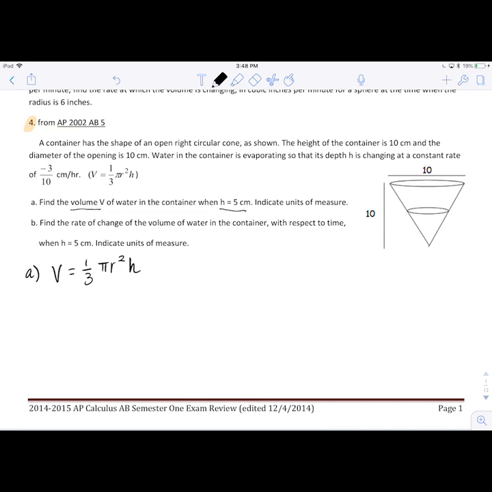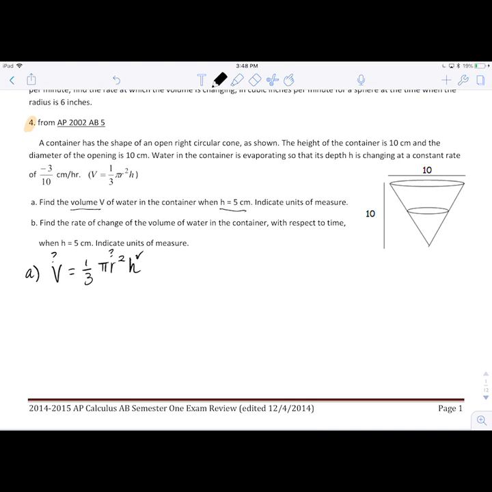And remember, what I like to do is go through and know what I have and what I don't have before I start the problem. So I want to find the volume, so I don't know that. I don't know what the radius is, but I do know that the height is 5. So a question here is, how do we know what the radius is?